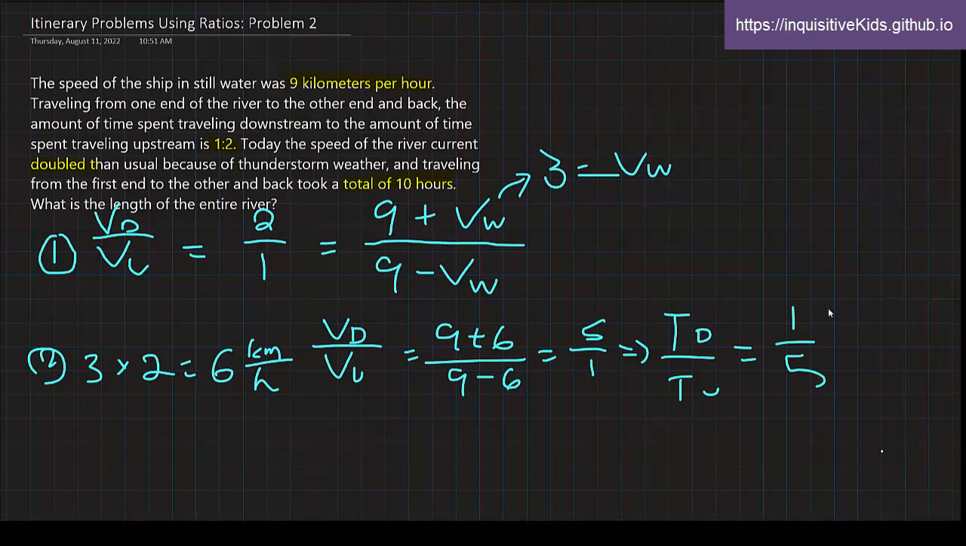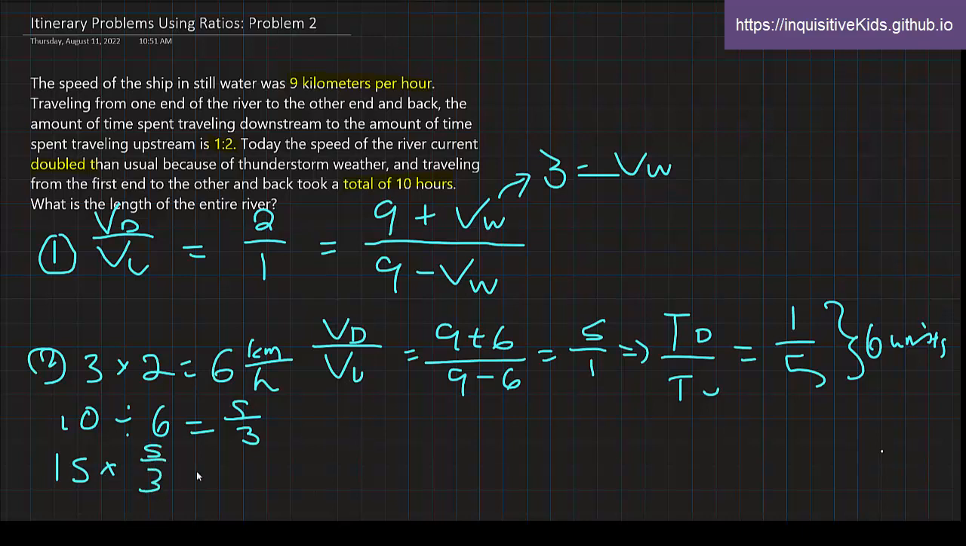So if we have this, we know that there is a total of 6 units, right? 1 plus 5 is 6. So 10, the total amount of hours, divided by 6 gives us 5 over 3. So this is how many hours it took to go downstream, meaning that the entire journey was 15 times 5/3, which is equal to 25 kilometers. So the final answer is 25 kilometers.